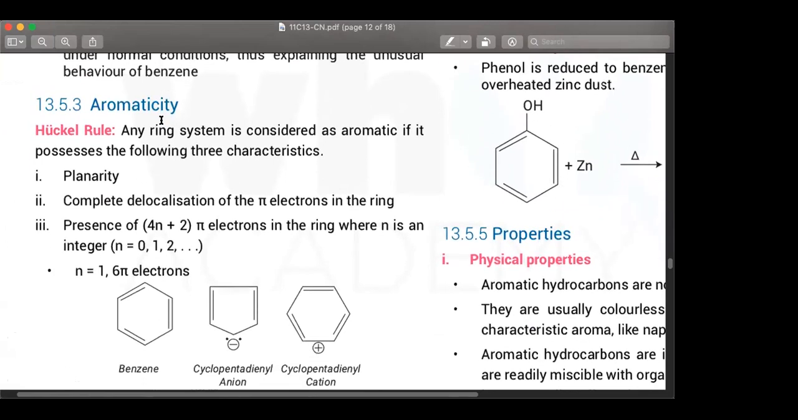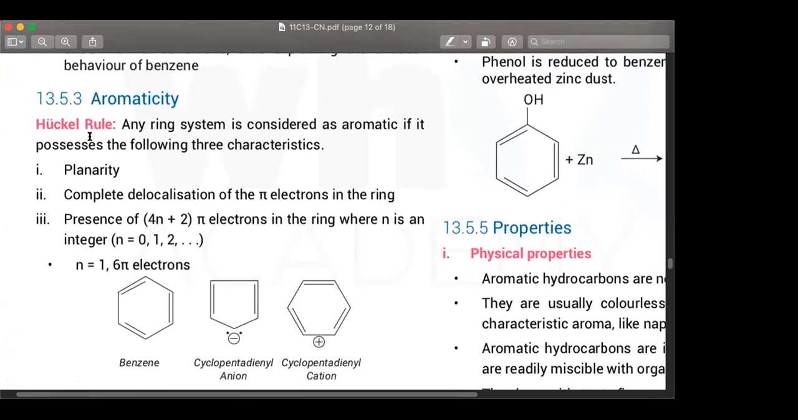Aromaticity. Basically, Huckel gave a rule that any ring system is considered aromatic if it satisfies these conditions. One, it should be a planar structure. If it's not planar, then how are the pi electrons going to overlap with each other? The delocalization is possible only if all the electrons are in the same plane. So planar, yes. How do we make sure something is planar or not?